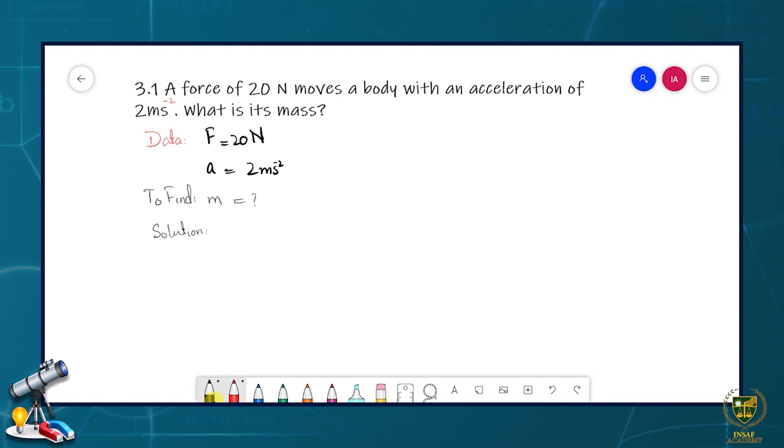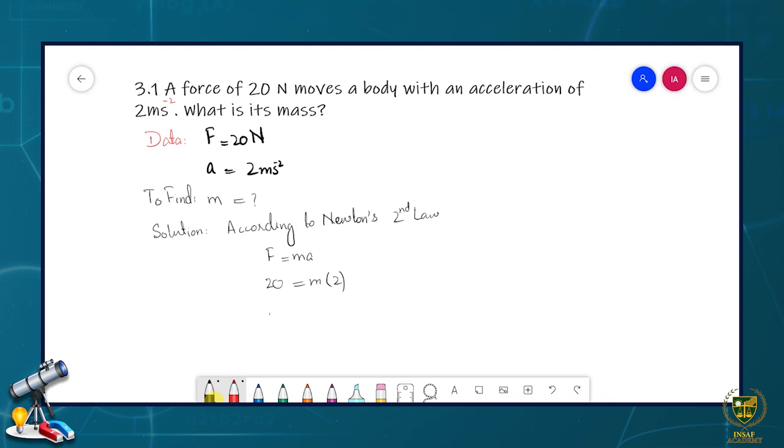So we know that according to Newton's second law, F is equals to ma. So just we have to put the values in it. So force है 20 न्यूटन, mass जो कि आपने फाइंड करना है, और एक्सेलरेशन है 2 मीटर पर सेकेंड स्क्वायर. तो ये 2 यहाँ पर आके फर्दर डिवाइड हो जाएगा.